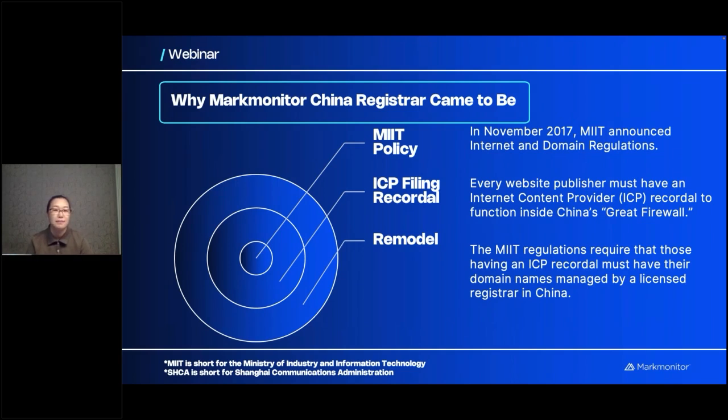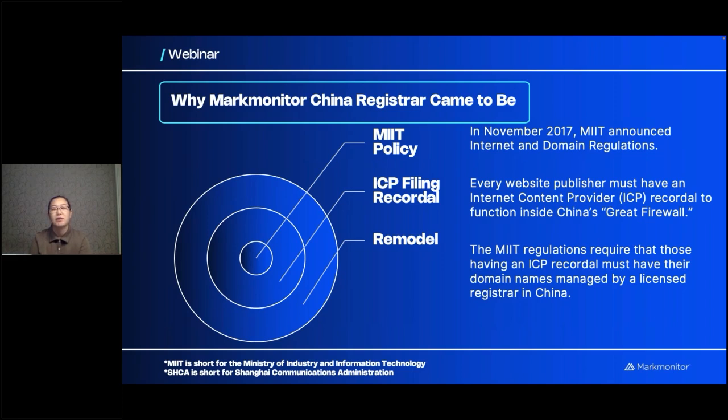It started back in 2017 because in November 2017, MIIT, short for the Ministry of Industry and Information Technology, the highest authority of internet in China, announced the new version of the Internet and Domain Regulations. Because the last version was in 2004, after 13 years, the regulations and requirements were outdated.